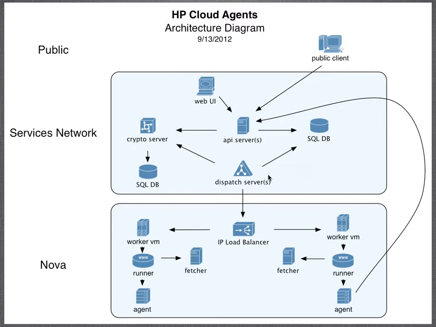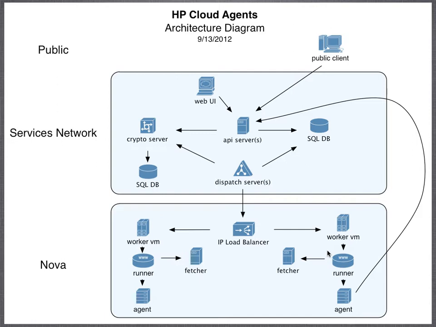We have a dispatch server. The dispatch server's job is to say what should be run. So is there an agent task that hasn't been run yet but should be run? Once it finds one of those, it makes a request via HTTPS to some number of runners.